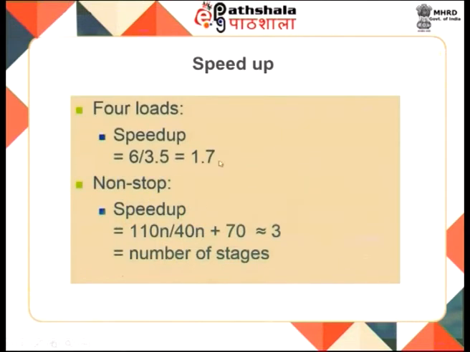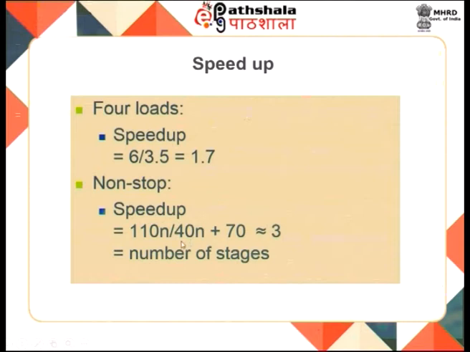So, if you look at the speed up between a non-pipelined laundry and a pipelined laundry, you find that the speed up is 6 by 3.5, which is 1.7. Now, this is for 4 loads of clothes. Suppose you are going to do this process non-stop, then for n number of loads of clothes, it is going to be 110n divided by 40n.